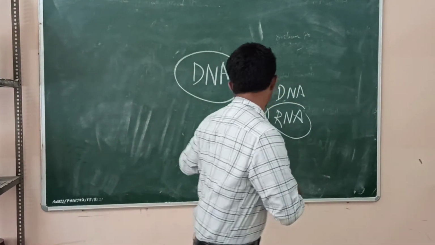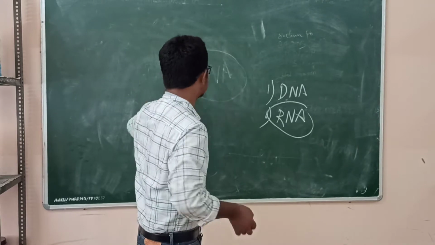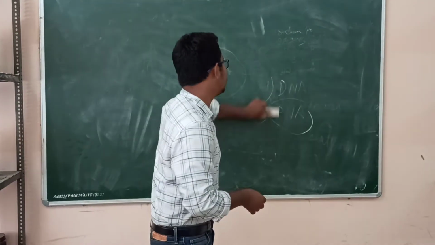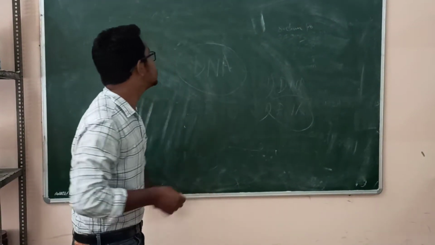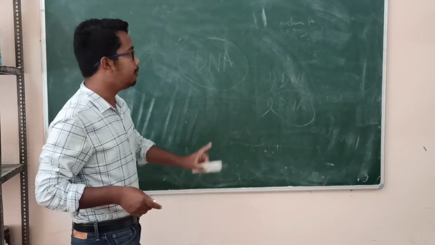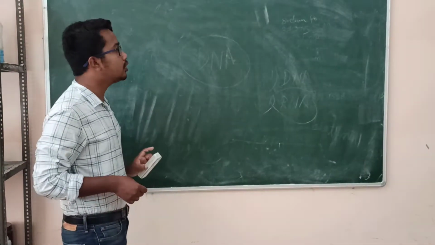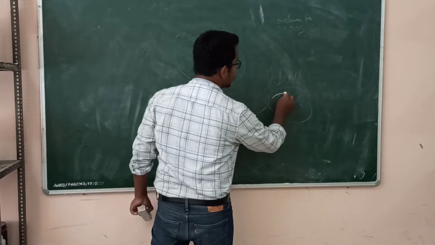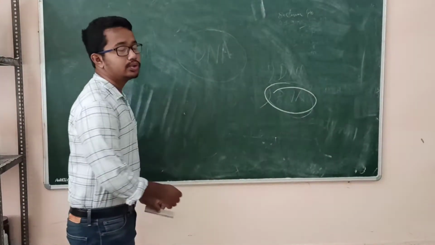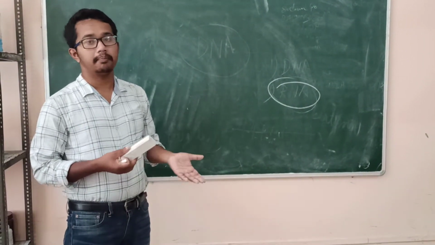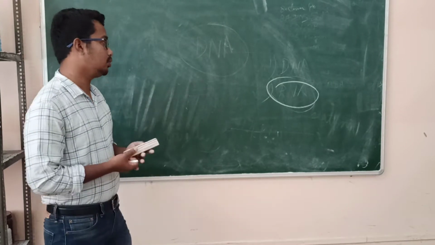Okay? So what is DNA? So both DNA and RNA are used for transformation of, mainly DNA is used for transformation of genetic material and RNA is useful for transferring or preparing the protein molecule.